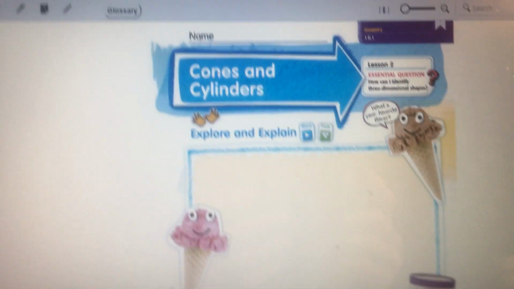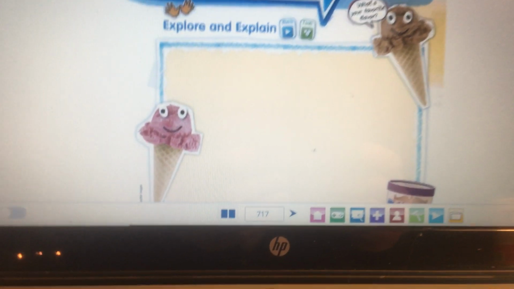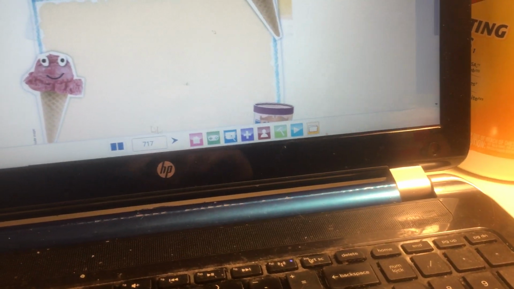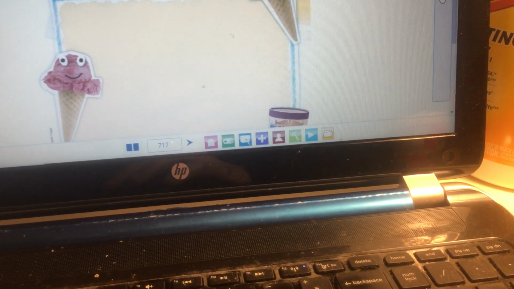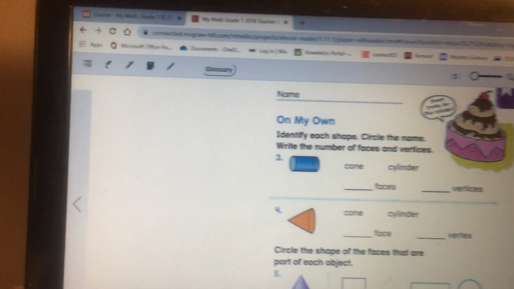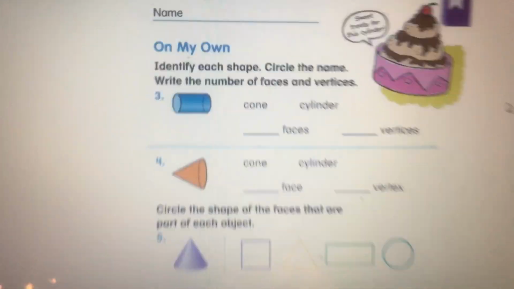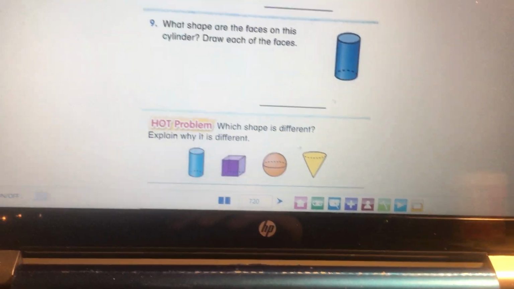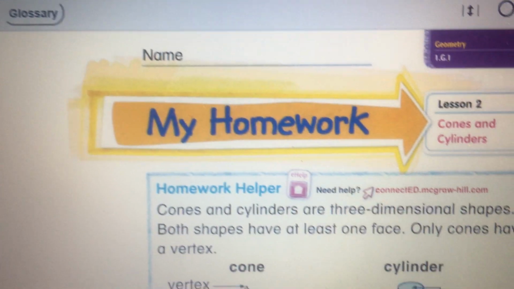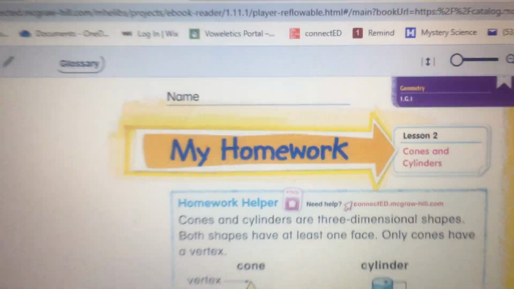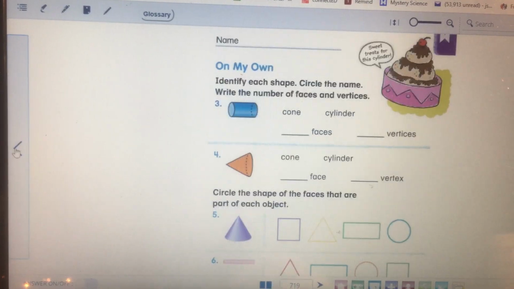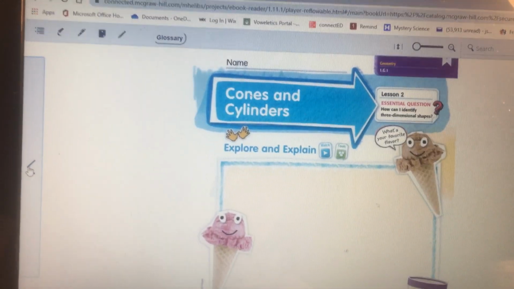But before we get started, please make sure you have your name and number at the top of page 717. And then also page 719. Please put your name and number on that page. And then page 721, the My Homework orange arrow page. So put your name and number on all three of those pages. Then let's go back to page 717.